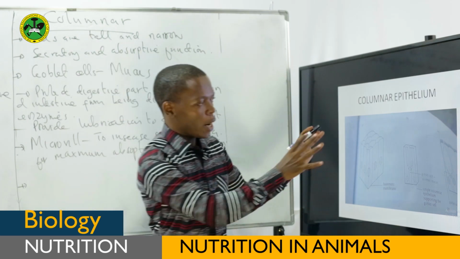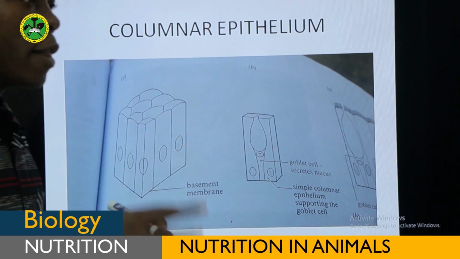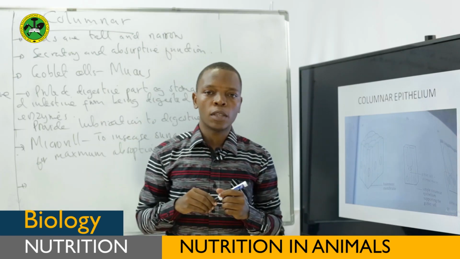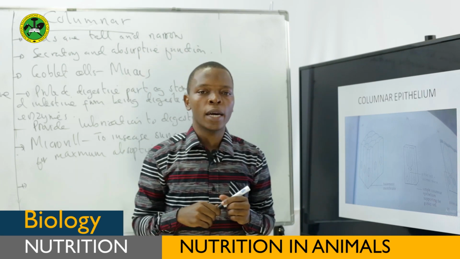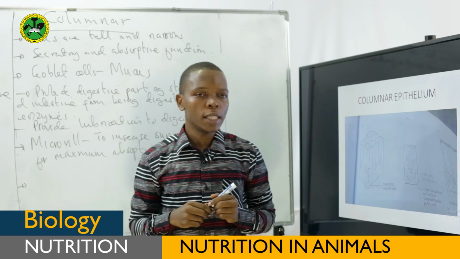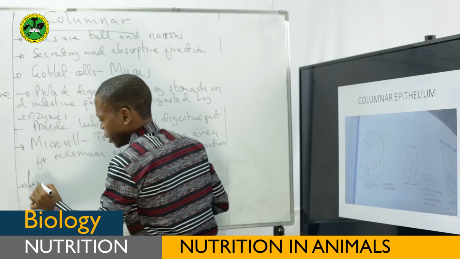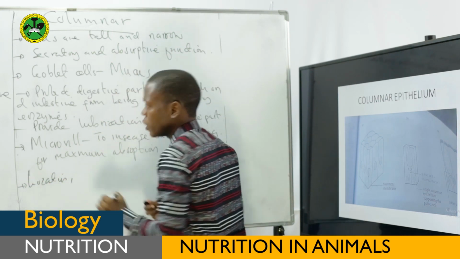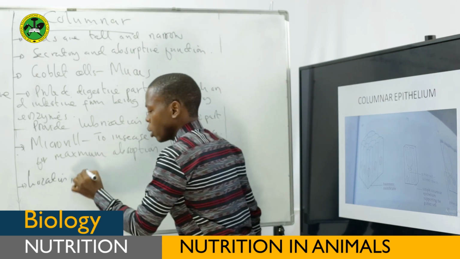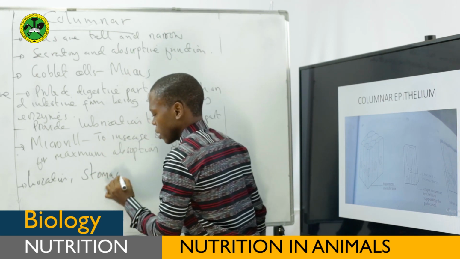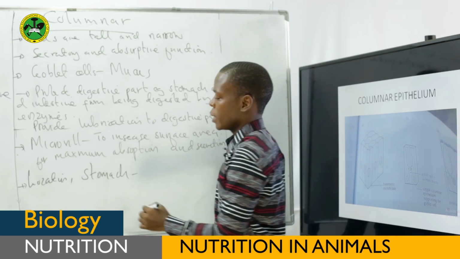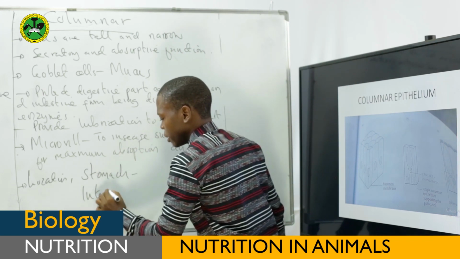You see? Therefore, as you have said, these columnar cells are found in parts of the digestive system, such as the stomach and the small intestine. Therefore, the location of this columnar epithelium is in the stomach, but also in the intestine.